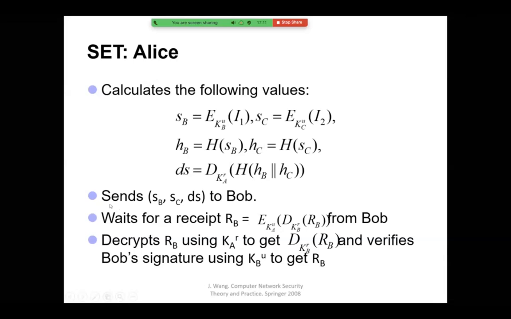Alice then sends this encrypted I1, encrypted I2, and the dual signature to Bob. Then she will wait for a receipt RB from Bob. Because this receipt is signed, Alice can verify it and see that her purchase is complete, and then she will be waiting for her shipment.